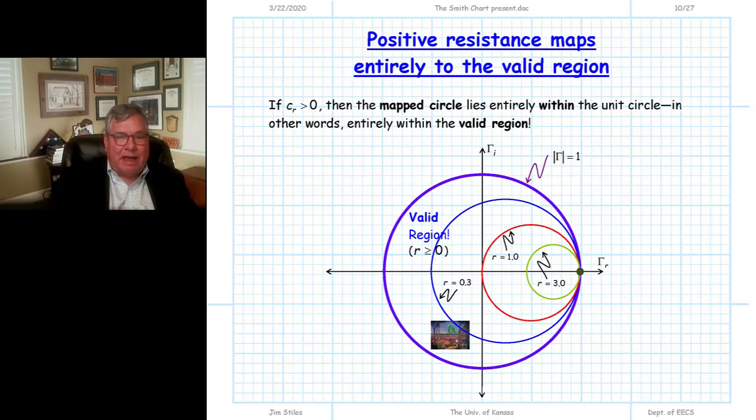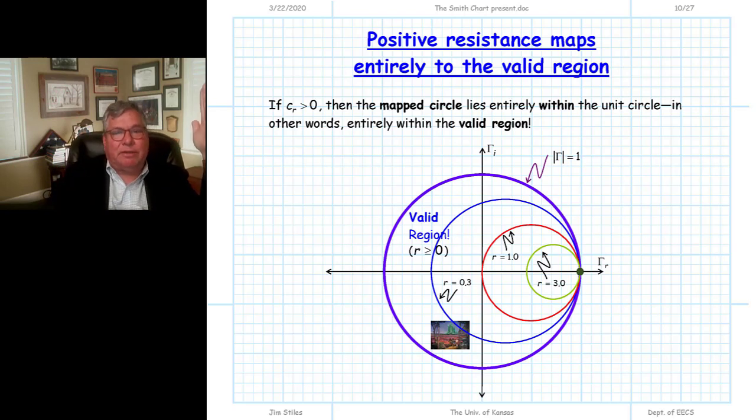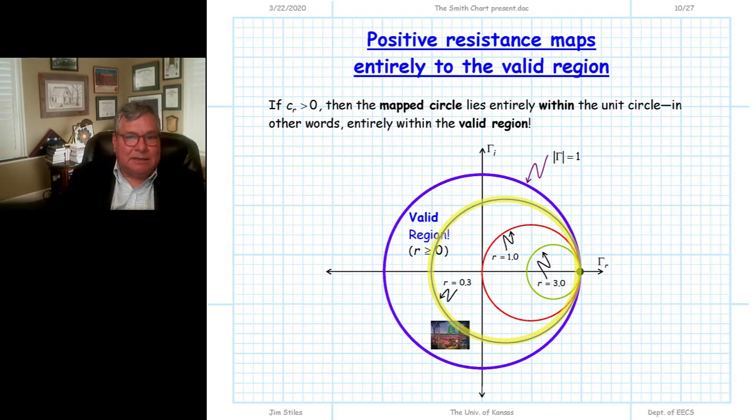But what about values in between? Let's say we had a value of CR which is equal to 0.3, or a value of CR which is equal to 1, or a value of CR which is equal to 3. And so we'd have a contour, let's say, of r equal to 0.3 on the normalized impedance plane, a vertical contour that was 0.3 units away, or to the right of the vertical axis in the complex impedance plane. Where would that map to on the complex gamma plane? Well, we know it's going to map into a circle, and we see the circle in this case.